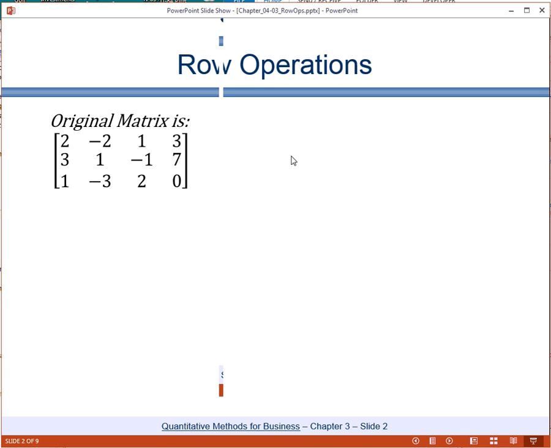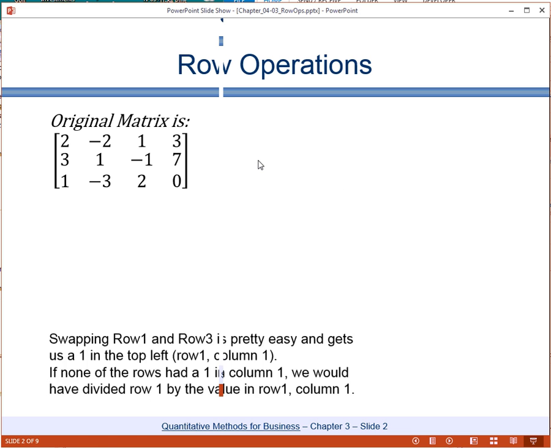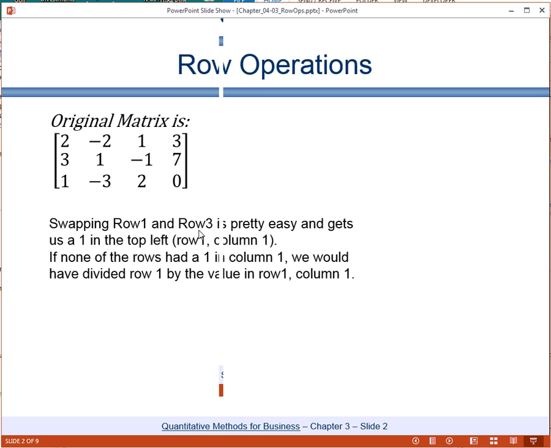Here's our original augmented matrix, and I need to get a 1 in the upper left-hand corner. The easiest way to do that with this matrix is to swap rows 1 and 3. That's an allowable row operation, and that gets us a 1 in the upper left-hand corner. So that's what I'm going to do for this one.